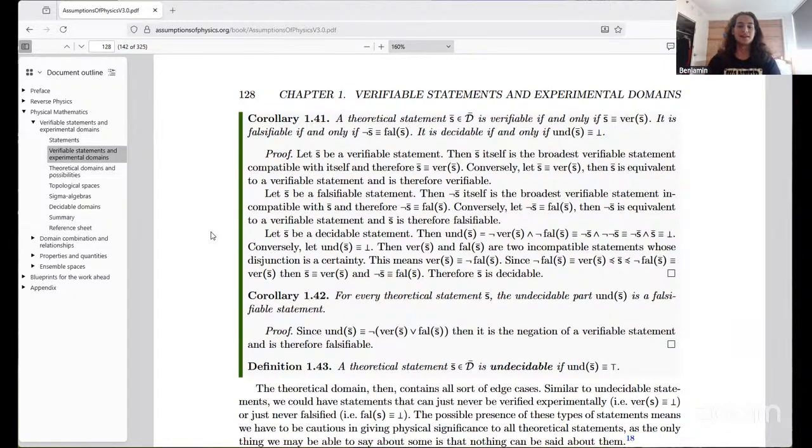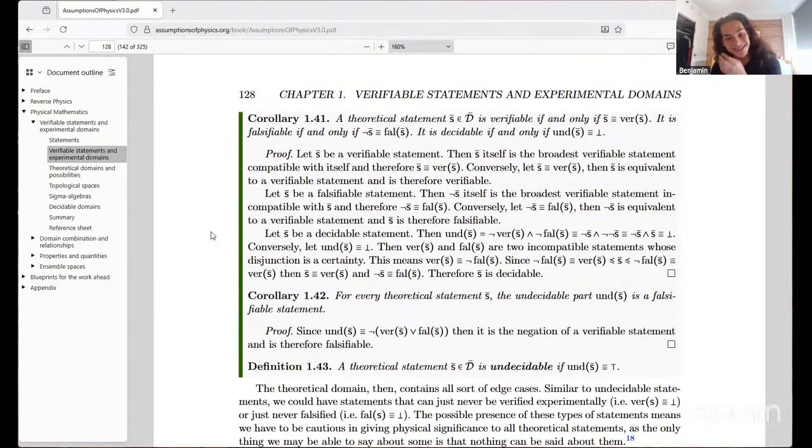Proof. Let S bar be a verifiable statement, then S bar itself is the broadest verifiable statement compatible with itself, and therefore S bar is equivalent to var of S bar. Conversely, let S bar be equivalent to var of S bar, then S bar is equivalent to a verifiable statement and is therefore verifiable. Let S bar be a falsifiable statement, then not S bar itself is the broadest verifiable statement incompatible with S bar, and therefore not S bar is equal to fall of S bar. Conversely, let not S bar be equivalent to fall of S bar, then not S bar is equivalent to a verifiable statement, and S bar is therefore falsifiable.